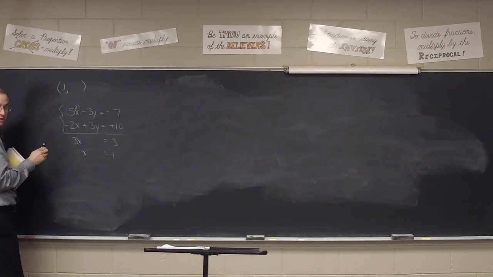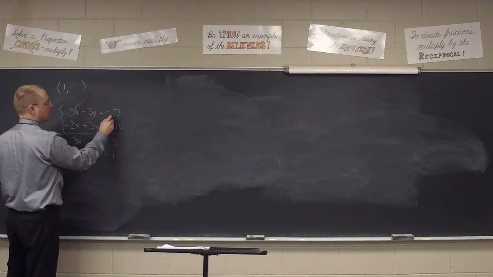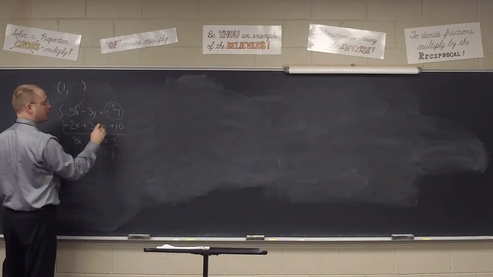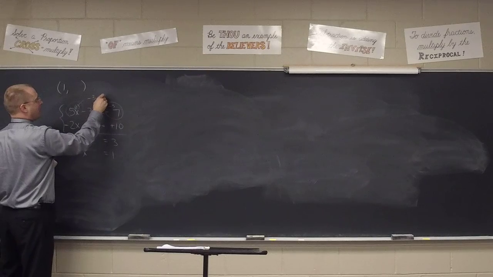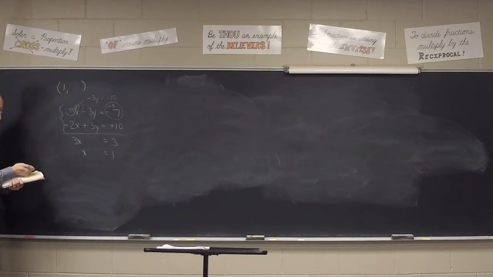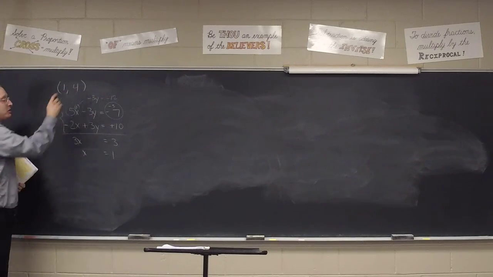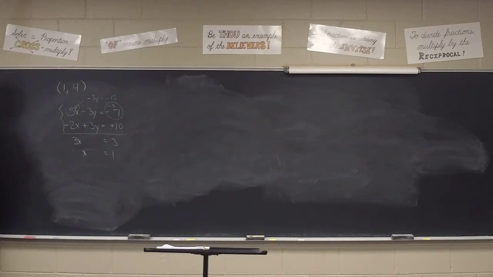That, of course, gives us 5, which I move over as a negative to get negative 12. So if negative 3y equals negative 12, then what does y equal? 4. A positive 4. And we do get the point (1, 4). Both good to go there?